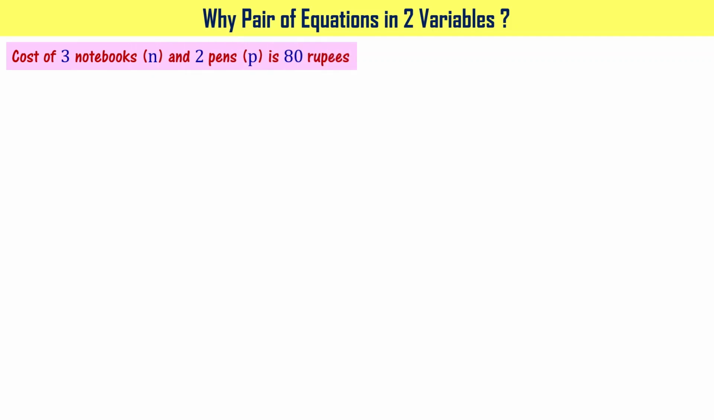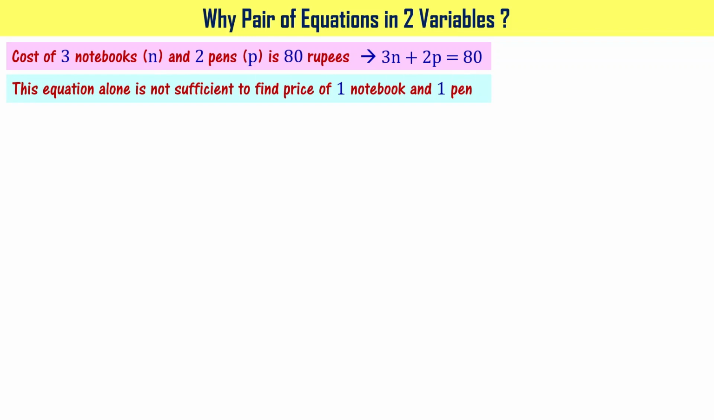Let's consider another case. Cost of 3 notebooks and 2 pens is 80 rupees, right? We have said that that can be written as 3n plus 2p equal to 80, right? As we have seen, this equation alone is not sufficient to find price of one notebook and one pen, because we have two variables n and p and only one equation.